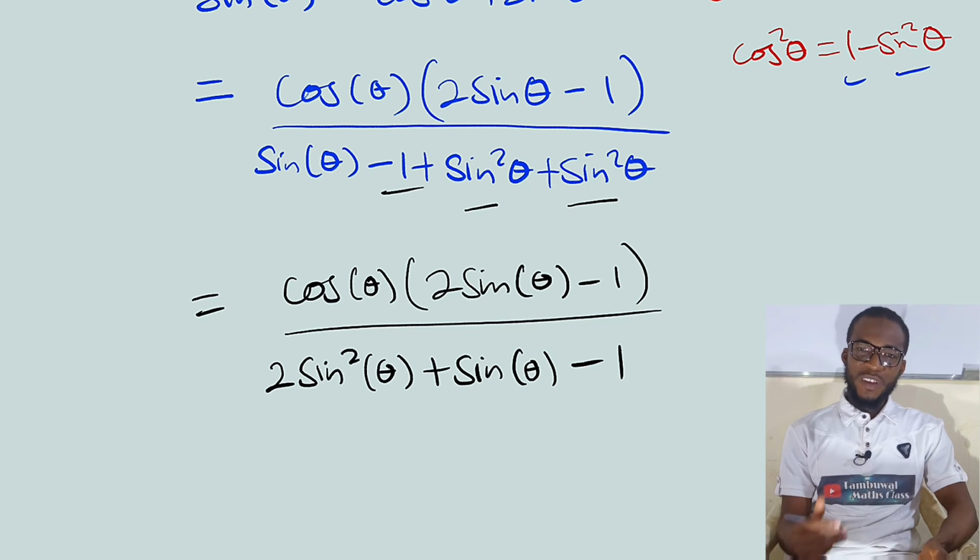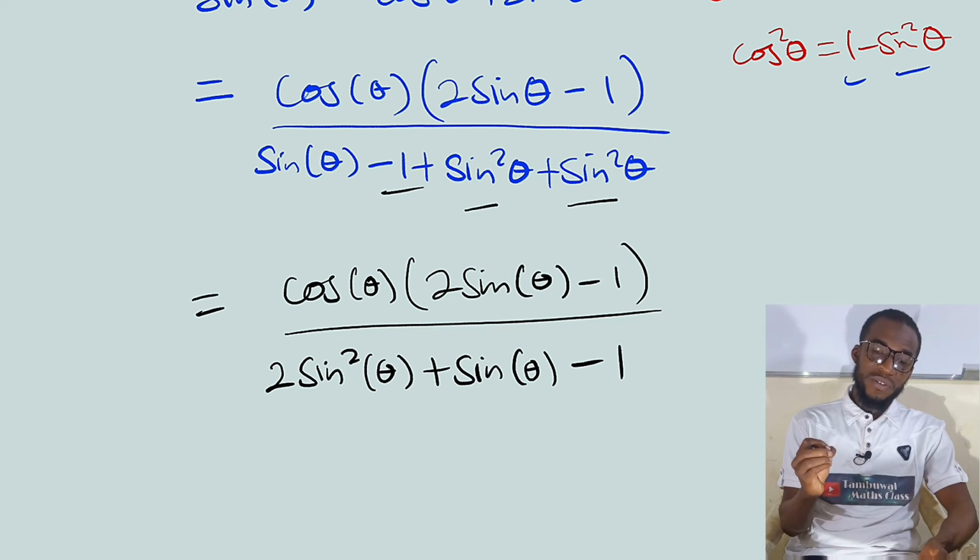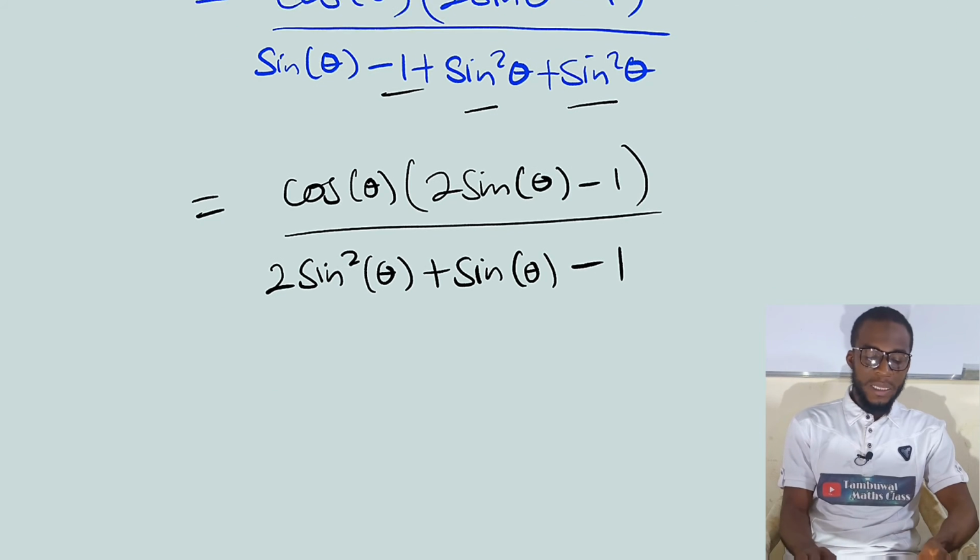Our denominator is a quadratic expression now, written in terms of trigonometric function. And we can factorize it as 2 sine theta minus 1 multiplied by sine theta plus 1. If you multiply the two factors together, you shall obtain this back.